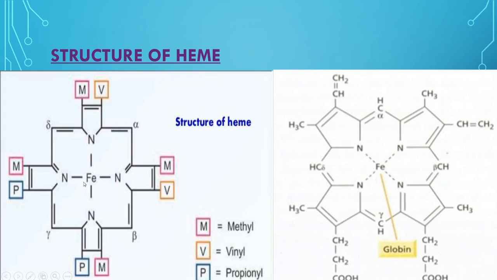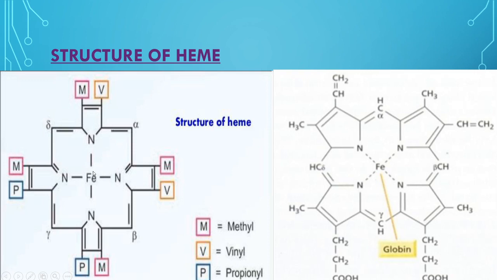This is the structure of the protoporphyrin ring, in the simplest diagram. Here you can see this picture simplified, and this Fe is centrally placed and bonded with four nitrogens, and the pyrrole rings are also bonded with these groups. So it is a cyclic substituted tetrapyrrole ring structure. There are four pyrrole rings: one, two, three, and four.